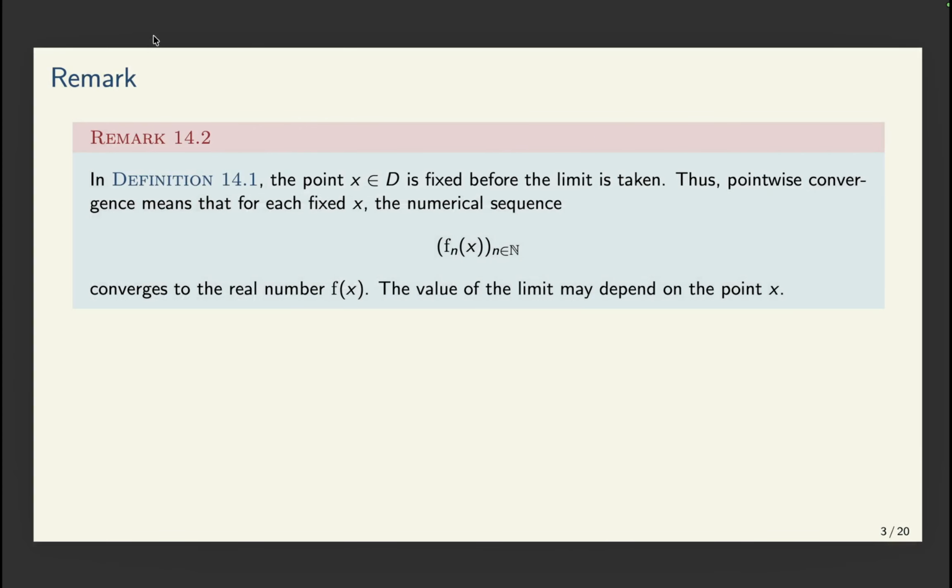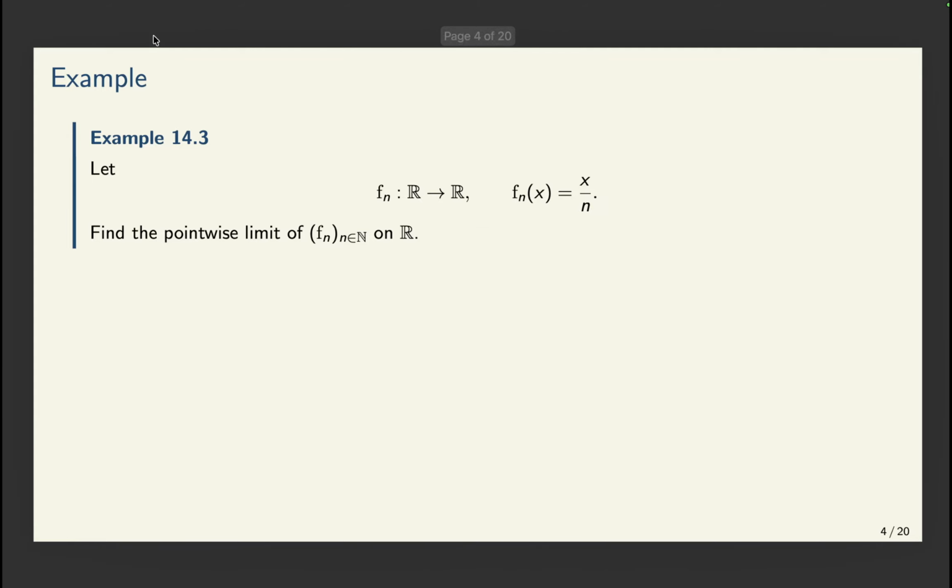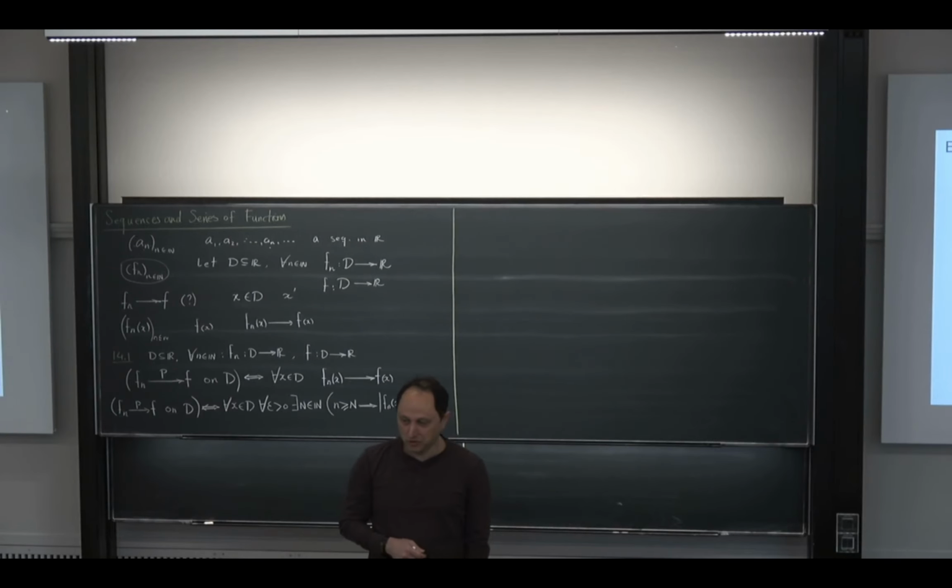I think I have explained this for you. So let me read it again. In this definition, the point x in D is fixed. This is good to know. It is fixed before the limit is taken. Thus, pointwise convergence means that for each fixed x, the numerical sequence f sub n of x converges to the real number f of x. The value of the limit may depend on the point x, of course, because if you change x, you have a completely different new sequence, yes? Okay, so that's good to read. An extremely simple concept.